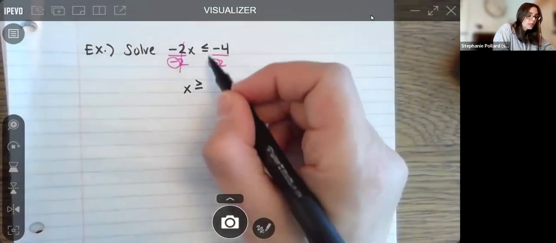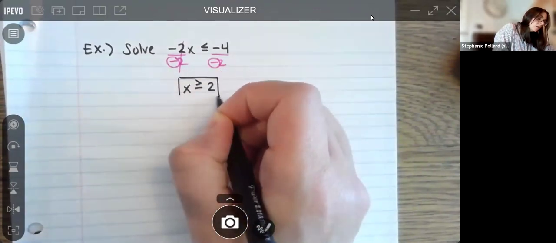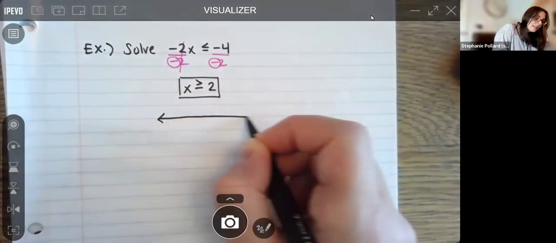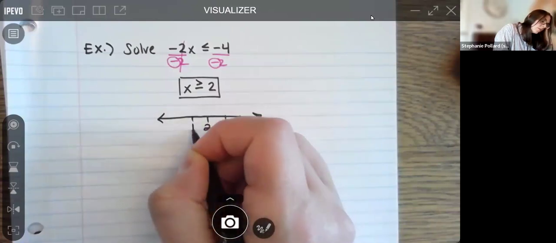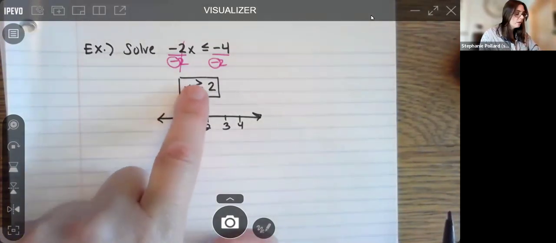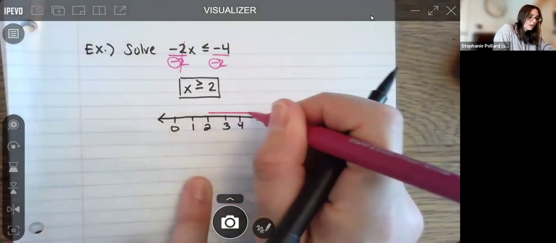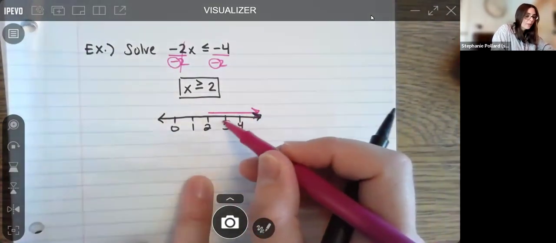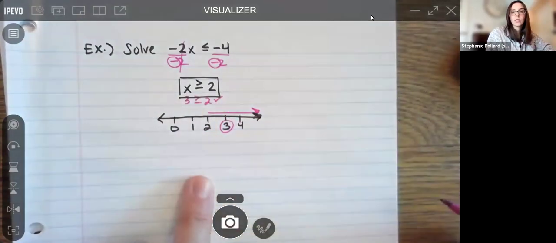And then the division works as normal. -4 divided by -2 is 2. So our answer here is that x is at least 2. Now, x has to be bigger or equal to 2, so I'm shading bigger values here. And again, just plug one in to check. If I plug in 3, is 3 bigger than or equal to 2? It is, so I'm going in the right direction here.